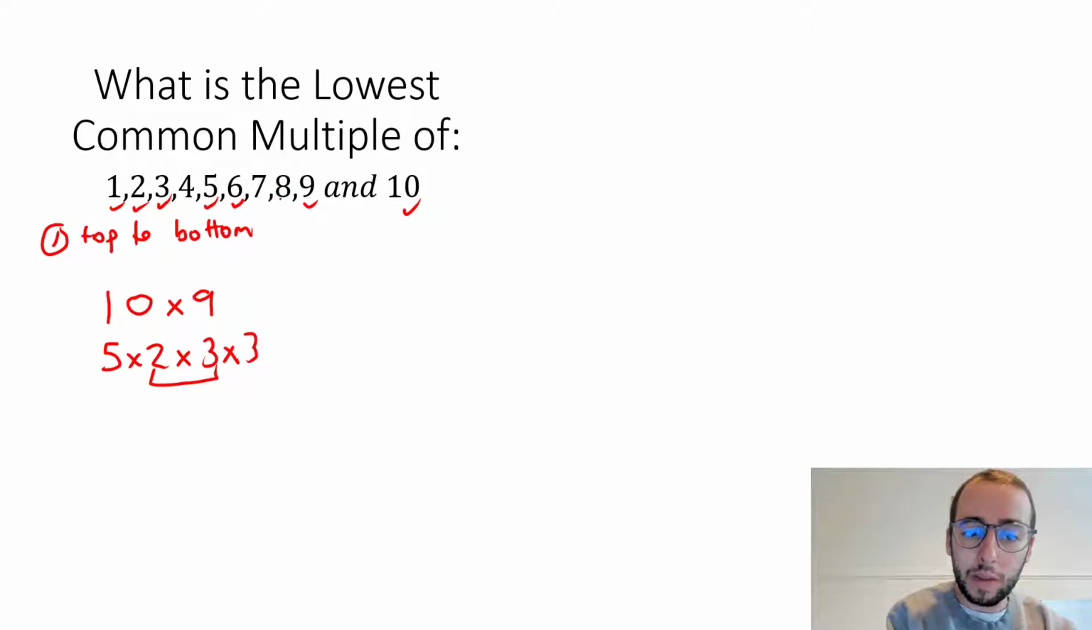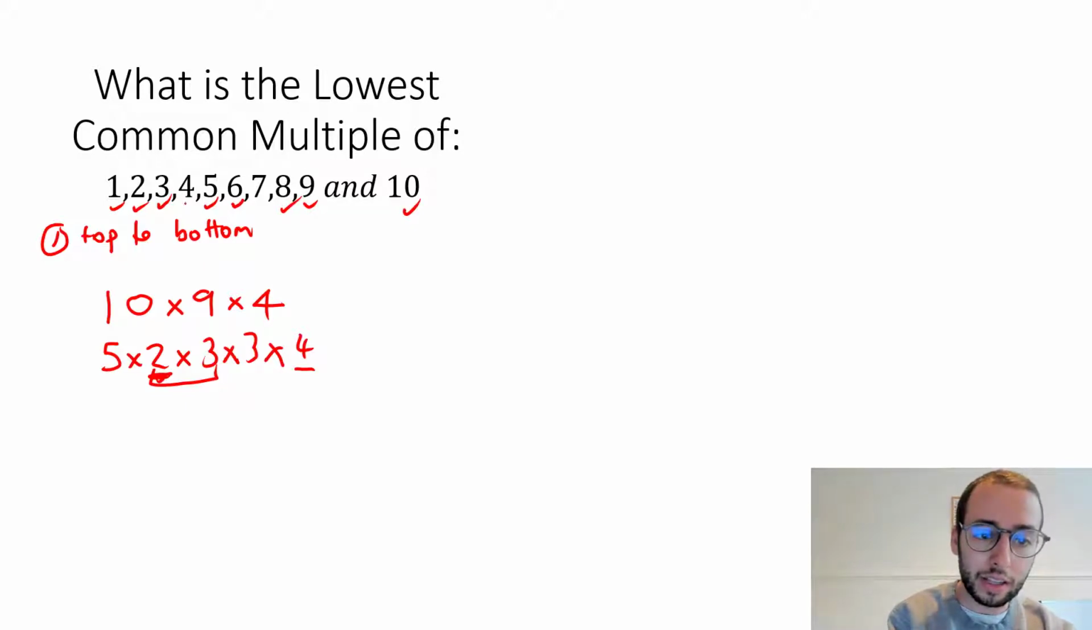So now we need to make it somehow also be a multiple of 8. Now to do that, we don't need to times it by 8, because we already have a 2 in here. So we actually only need to times it by 4. Because now this number, 10 times 9 times 4, will include a 4 times 2, which will give me that 8 that I need. So that's done.